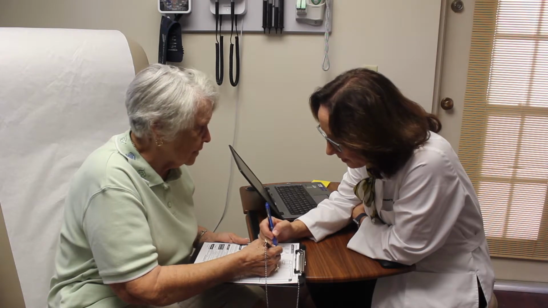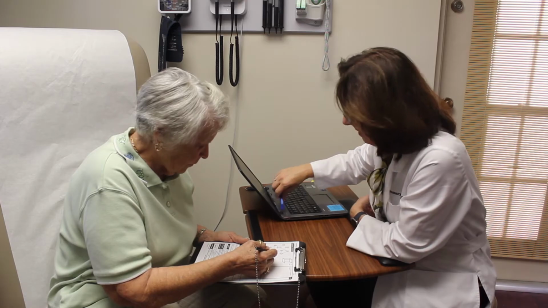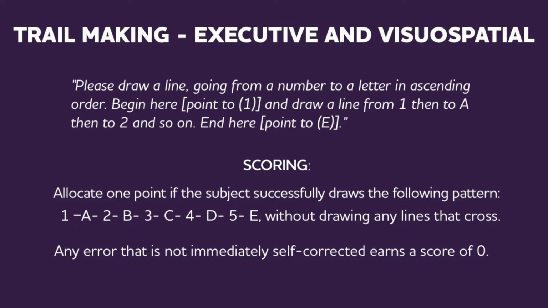Now, did I do it right the second time? Yes, ma'am. I thought so. All right. Okay. As far as scoring, it's pretty straightforward. If they follow the pattern of moving from the number to a letter, continuing to the next number, then the next letter, without drawing any lines that cross each other, then they get a score of 1 point. If they correct an error themselves, they also get the score. Since our patient made an error but caught it herself, she did get full credit.